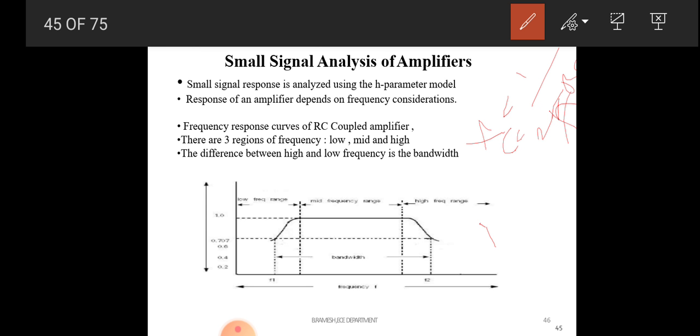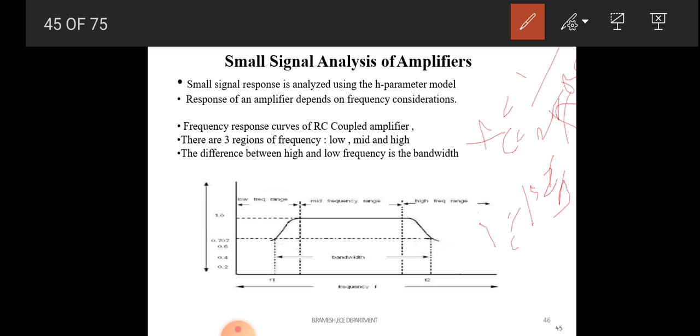See, IC is equal to beta times IB. When IB decreases, your IC decreases. So IC decreases means current gain decreases. Current gain decreases means voltage gain decreases. Why? Because the voltage gain formula is AV is equal to AI times RL by Ri, where AV is nothing but voltage gain and AI is nothing but current gain. That is the voltage gain formula that we will see in the analysis part. So that is the reason the voltage gain decreases at high frequency.